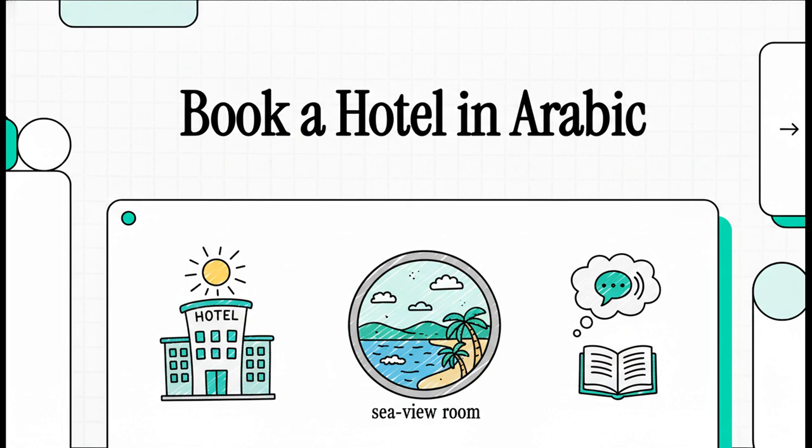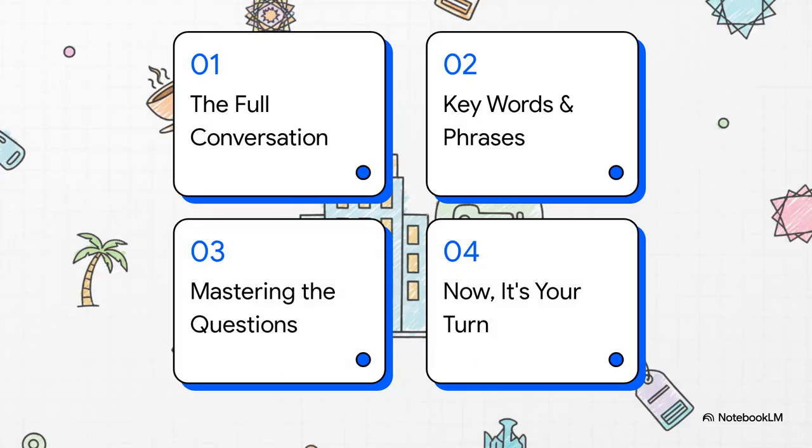So here's how we're going to do this. First, we'll listen to a real conversation. Then, we'll pull out all the key words. After that, we'll look at the simple questions that make it all work. And to finish up, it's your turn to practice. Sound good? Let's get started.